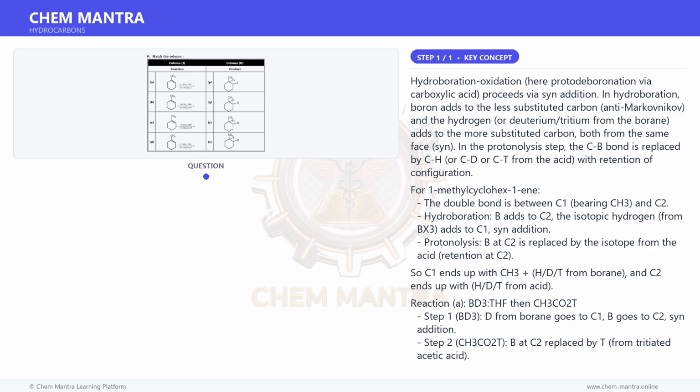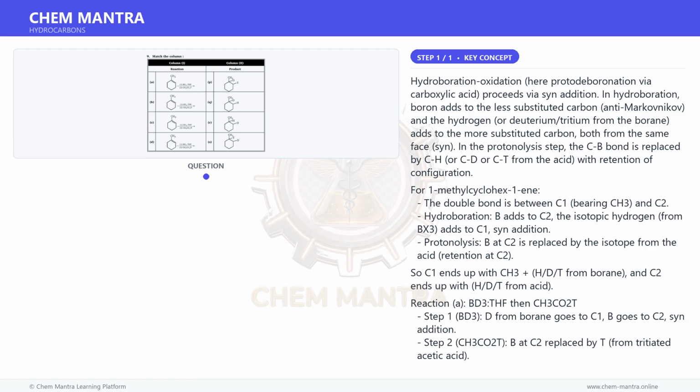Reaction A: BD3, THF then CH3CO2T. Step 1, BD3: D from borane goes to C1, B goes to C2, syn addition. Step 2, CH3CO2T: B at C2 is replaced by T from tritiated acetic acid. Result, C1 has CH3 and D, C2 has T. This matches product P, CH3 and D at C1, T at C2.